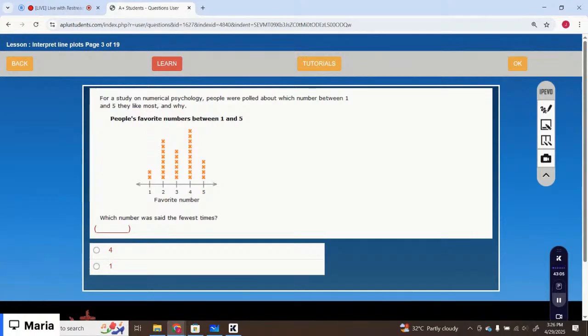For a study of numerical psychology, people were told to say which number between 1 and 5 they like most and why. Which number was said the fewest times? So which is the correct option? The number that is said the fewest times is 1. Option number 2 is the correct option.